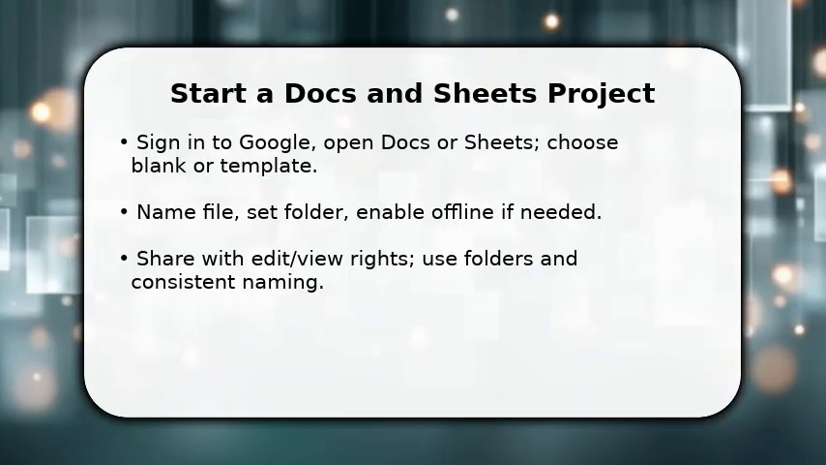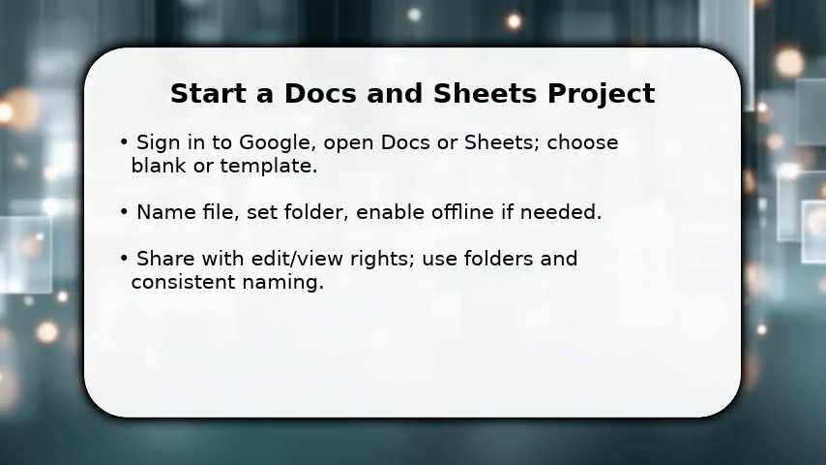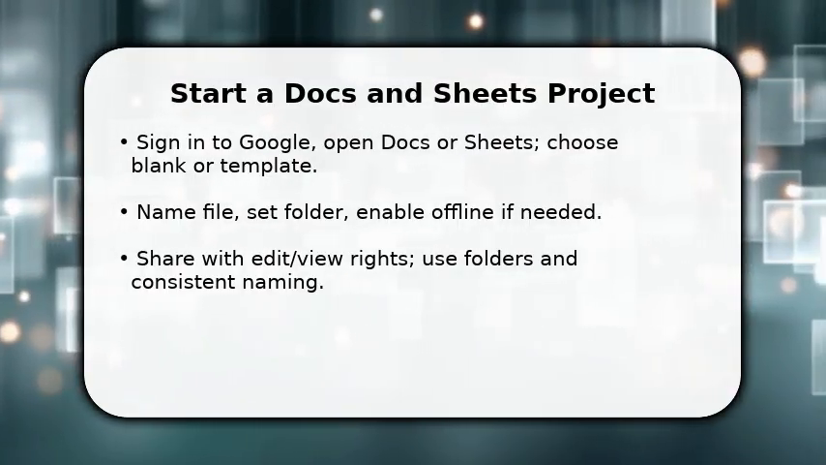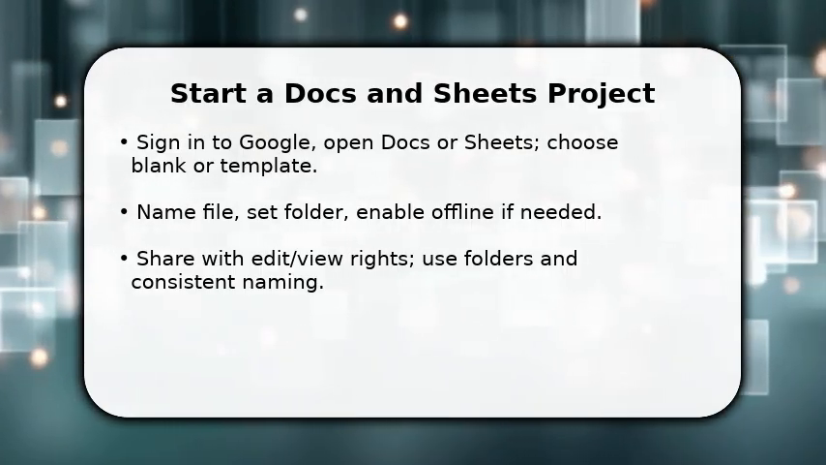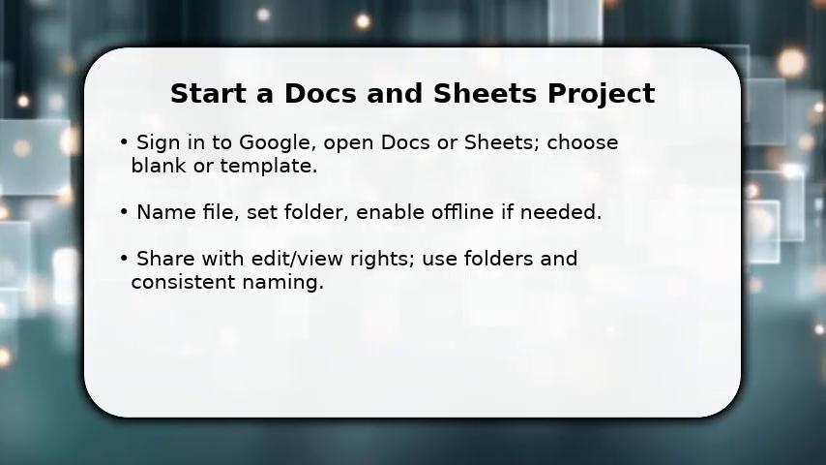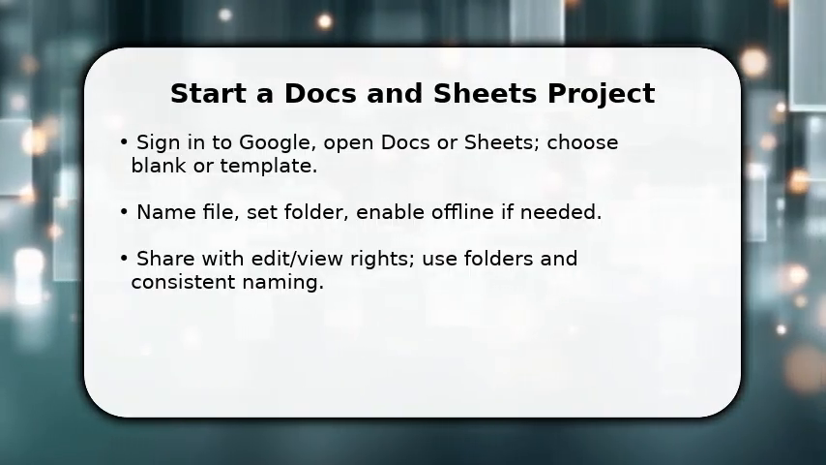You begin by signing into your Google account and opening Docs or Sheets. Choose a blank file or a template that matches your goal. Name the file and move it into the correct folder so version history stays organized. Once done, set sharing permissions.